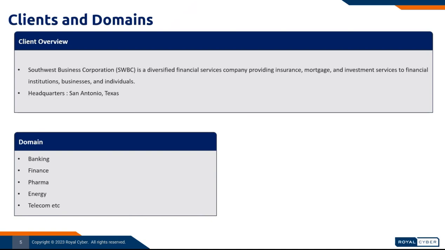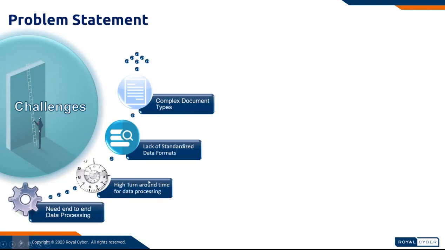Moving ahead. So to start with the problem description, the biggest problem in today's world is the complex document type. The complexity of the document itself is so high that it's very difficult to understand which data to pick and from which location it needs to be picked from the document, right? You don't have a standardized format, which will take us to the second point here, which I mentioned, right?